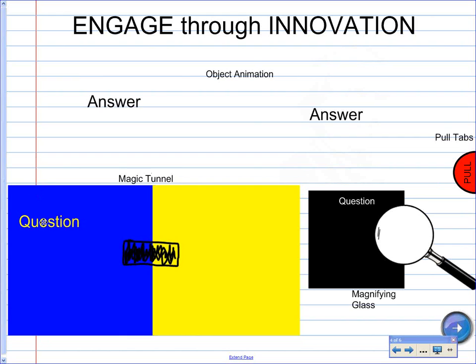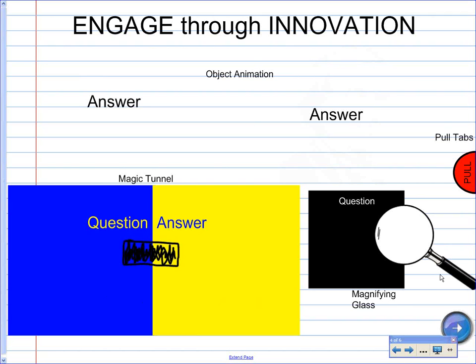And what it is, it's basically a contrast in the foreground and background layers. And so you'll take your question that's visible on the left-hand side, move it through the magic tunnel to reveal the answer. And again, all it is is a contrast of background to foreground colors. So you'll have a background color that's the same color as the opposite text that you want to show.